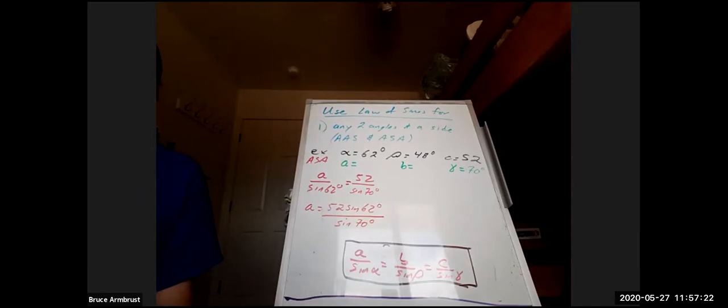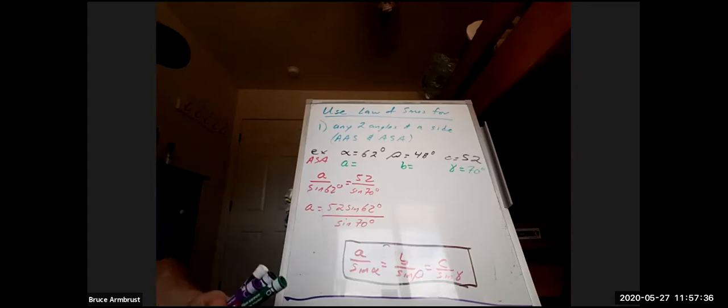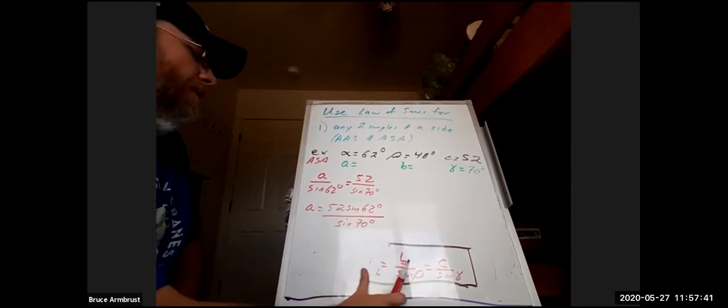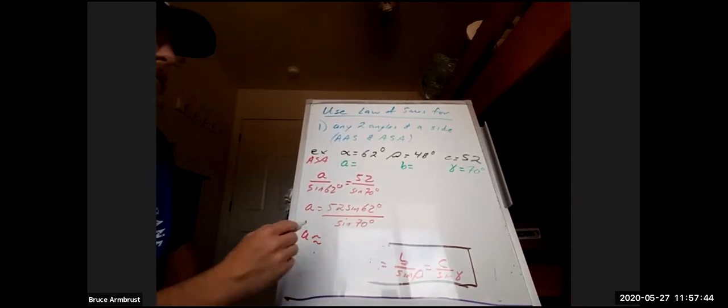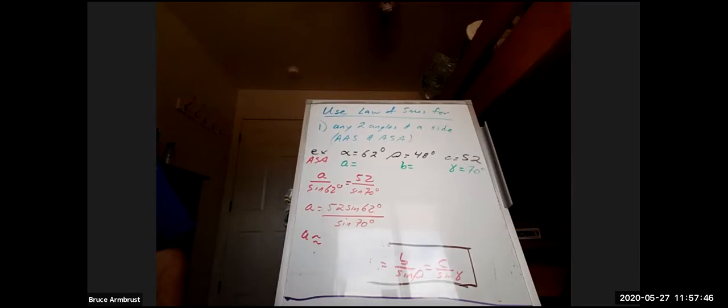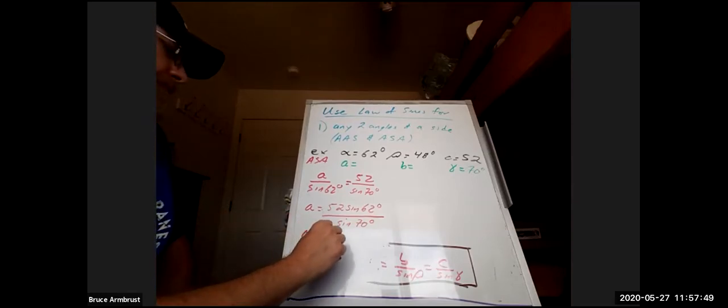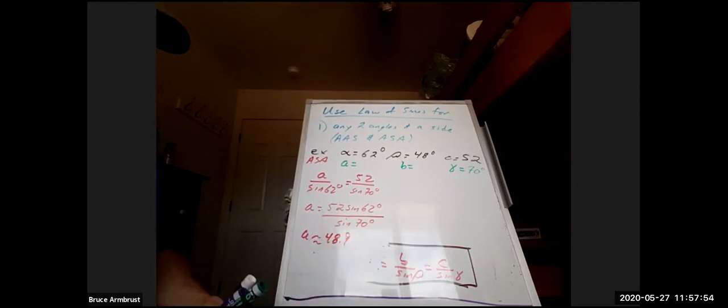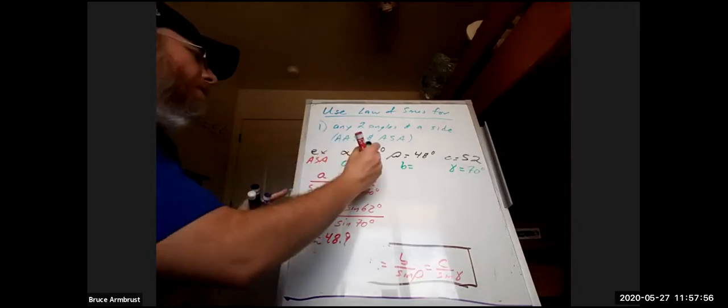So this is another calculator question. Make sure that you're in degree mode, because otherwise we're going to have some problems here. So what I get when I use my calculator is that A is approximately equal to 48.9. So we'll go ahead and put that up here.